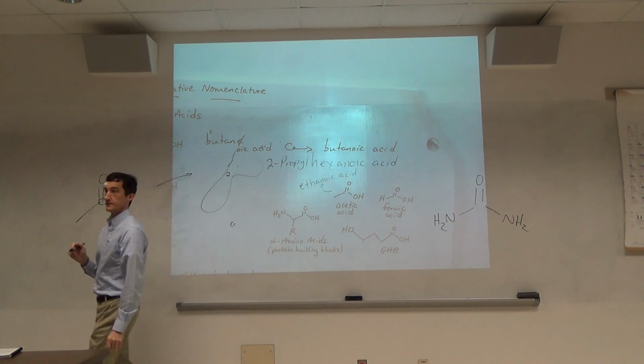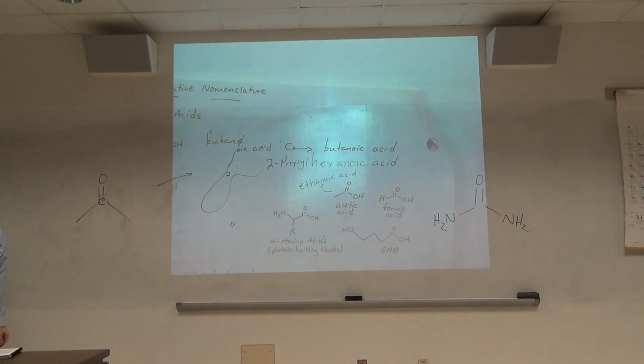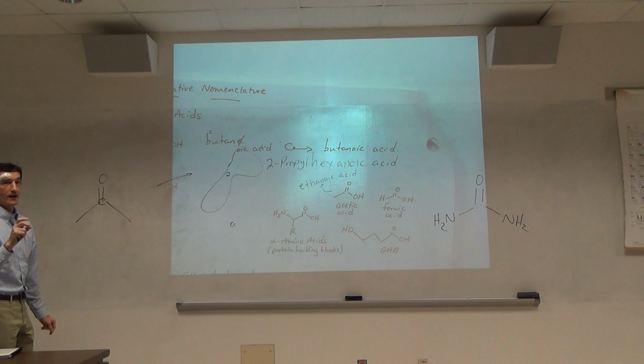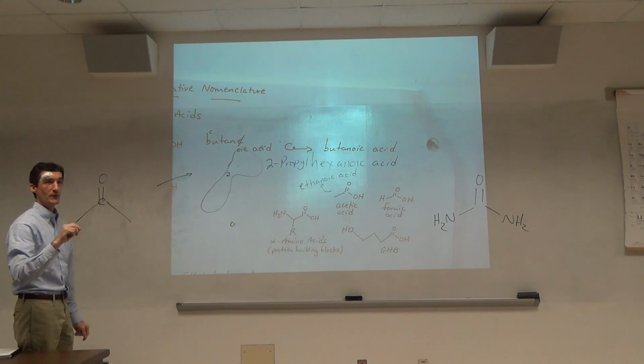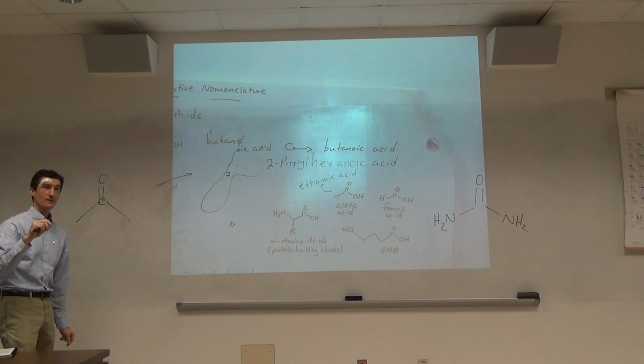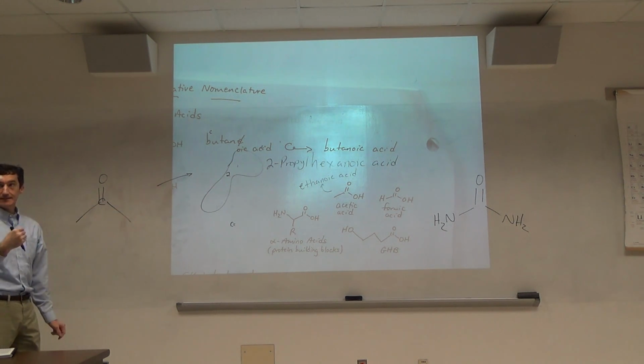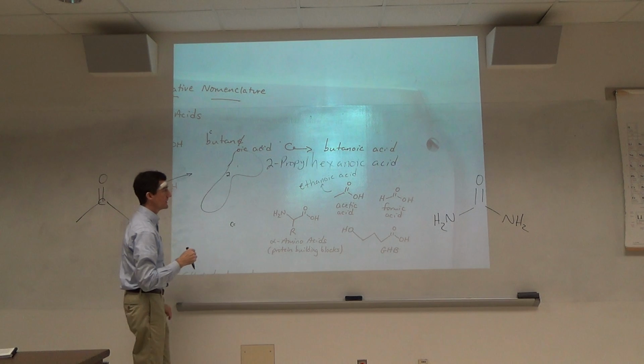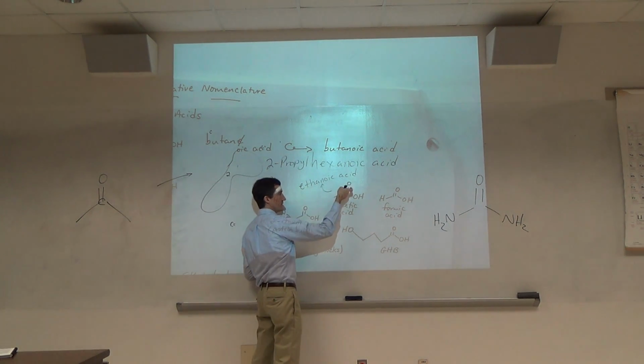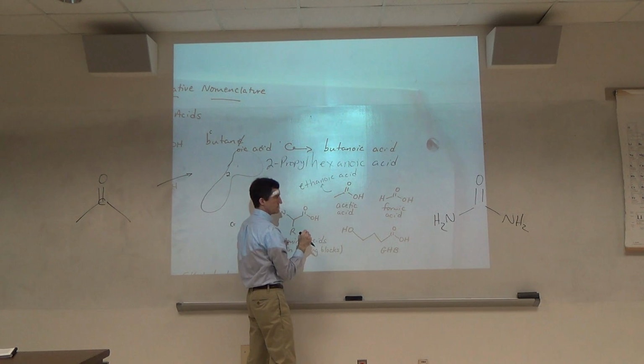Ethanoic acid, 2 carbons. Yeah, but nobody calls it ethanoic acid. Go to the stockroom and ask for ethanoic acid, somebody's going to look at you weird. Okay? It goes by the name of acetic acid. The carbonyl, the 2 carbon with the functional group, that's like acetic.